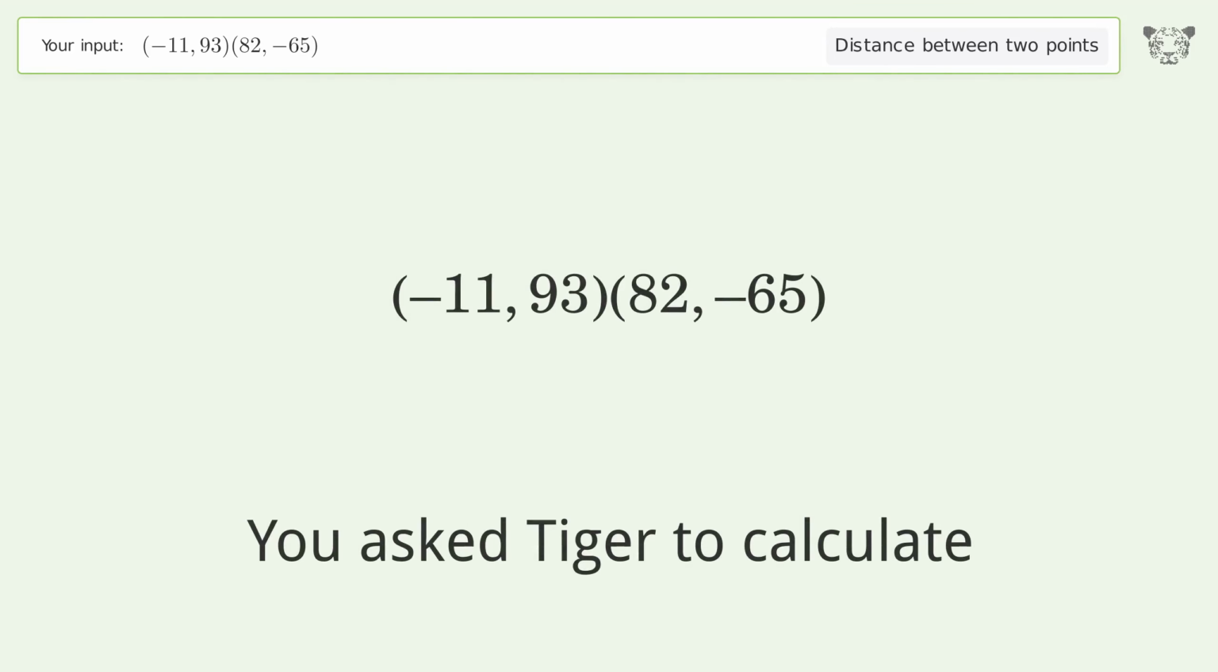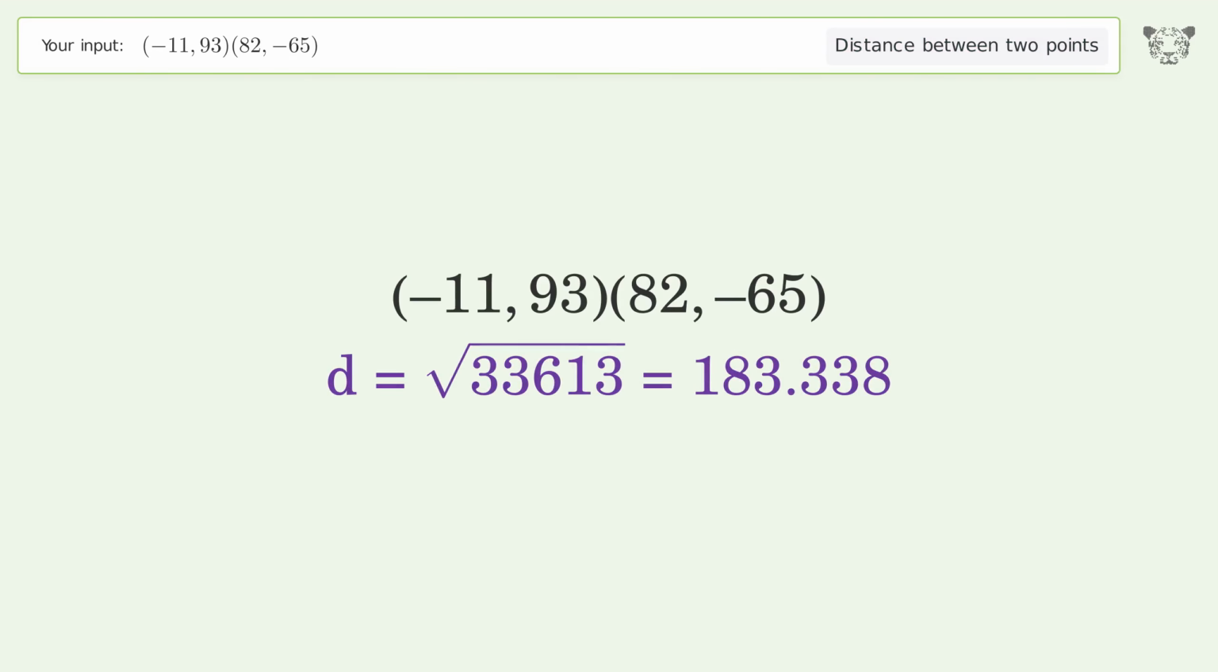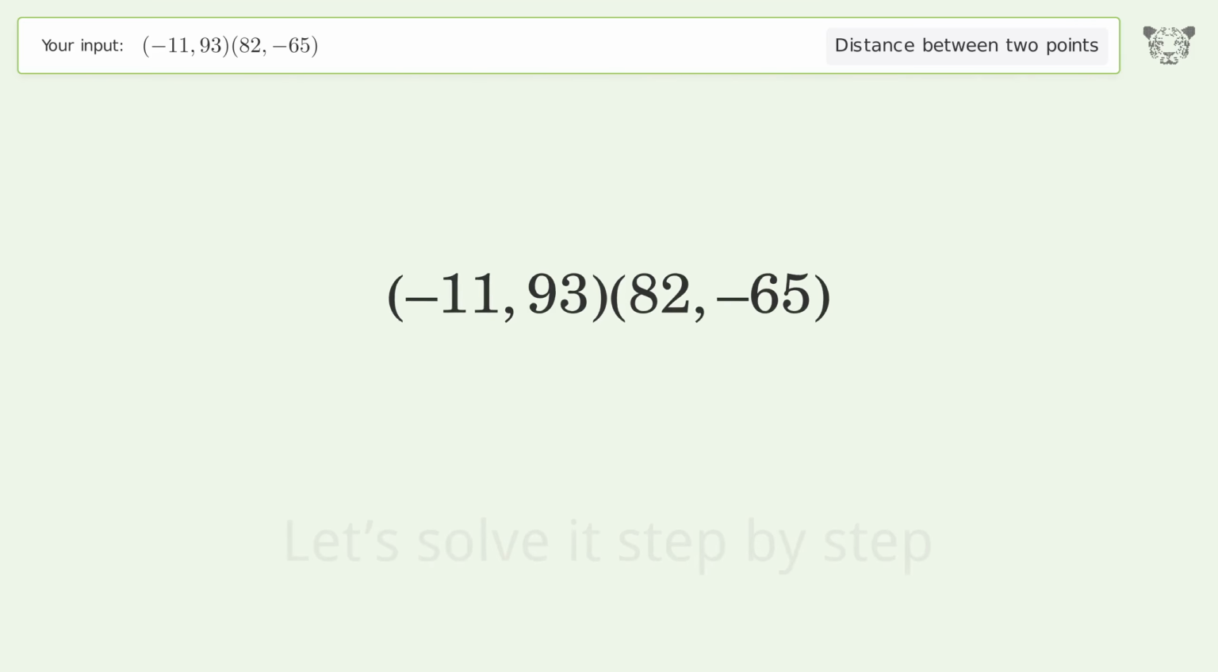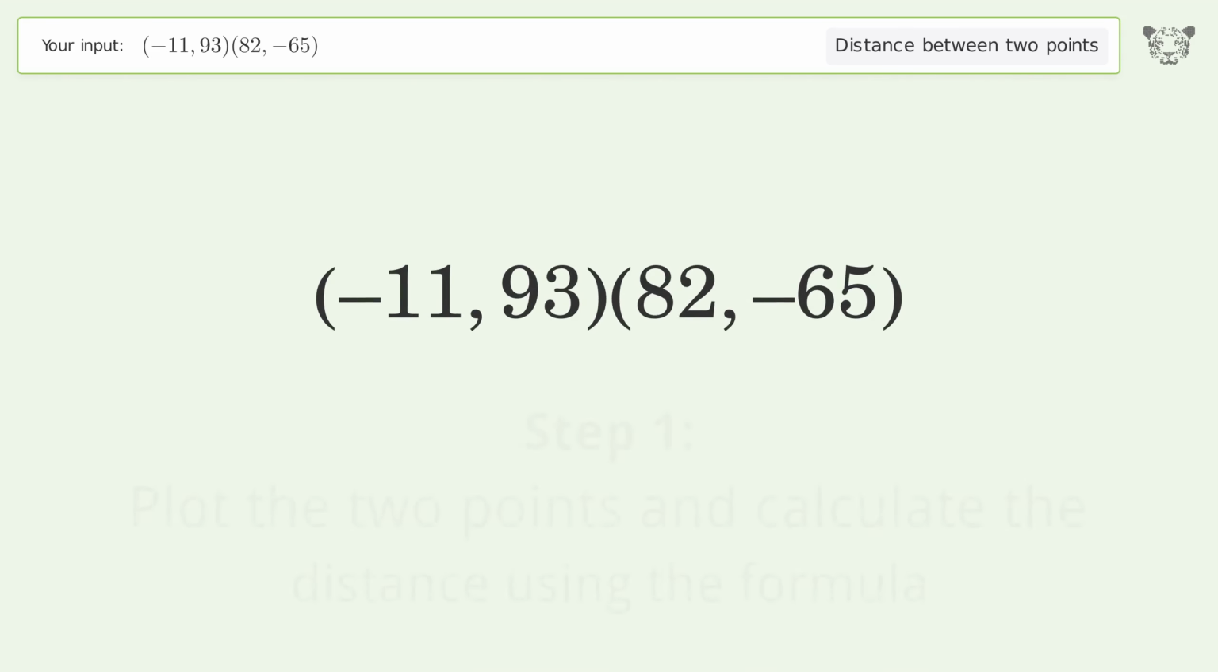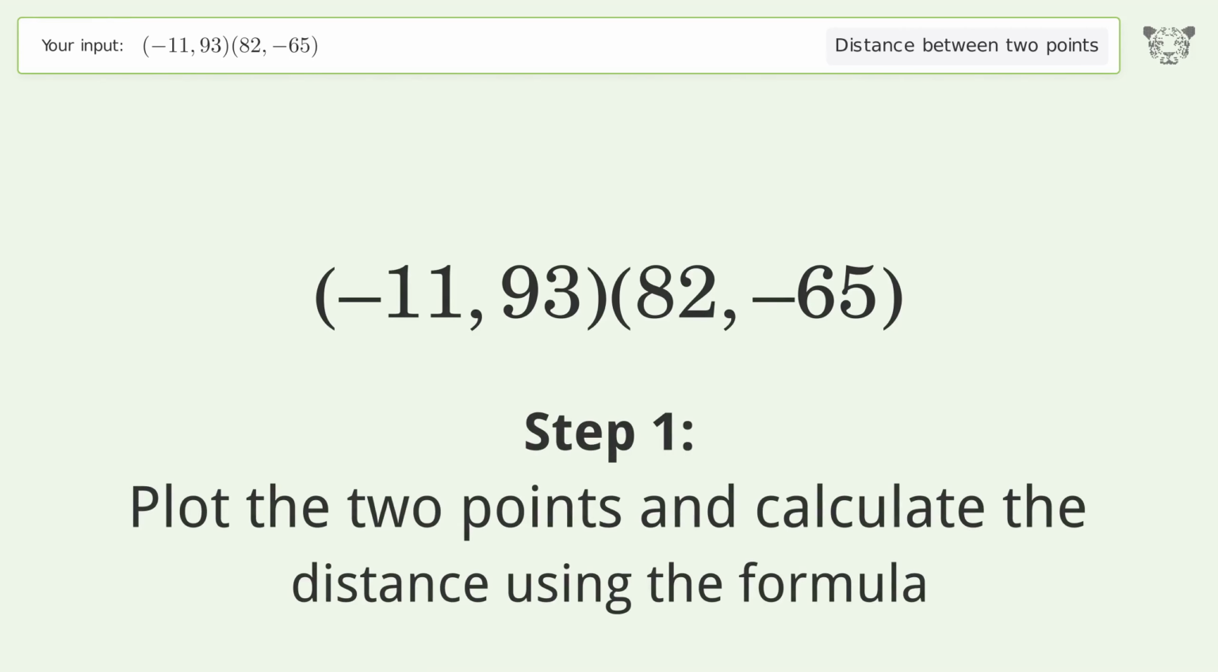You ask Tiger to calculate. This deals with the distance between 2 points. The distance between the 2 points is the square root of 33,613, or 183.338. Let's solve it step by step. Plot the 2 points and calculate the distance using the formula.